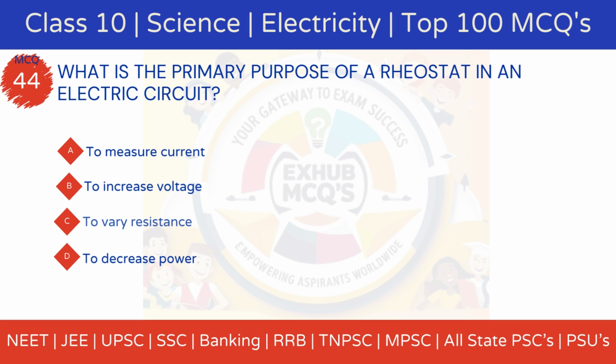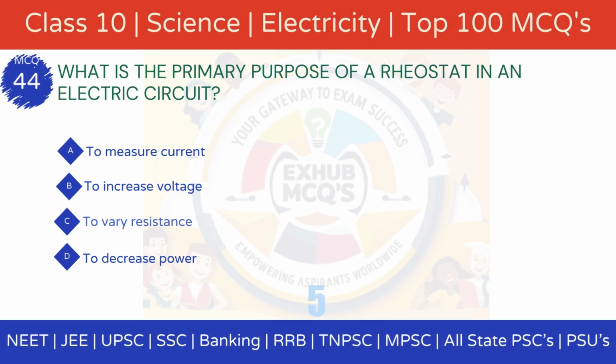Option A, to measure current. Option B, to increase voltage. Option C, to vary resistance. Option D, to decrease power.